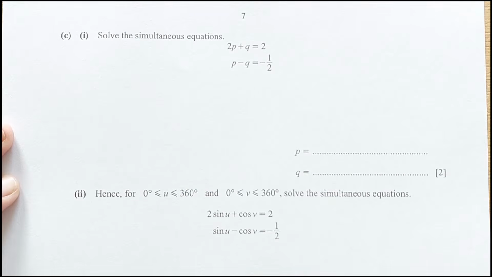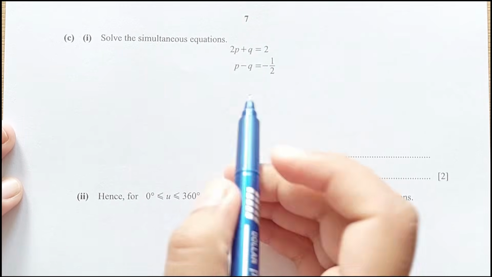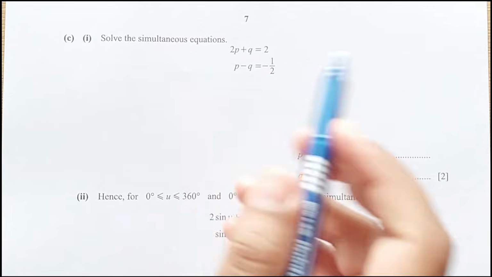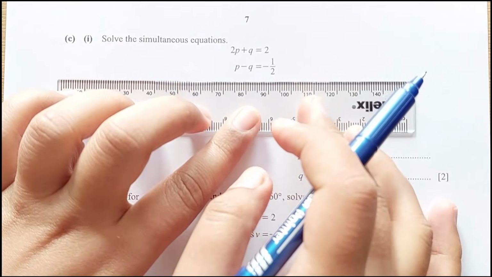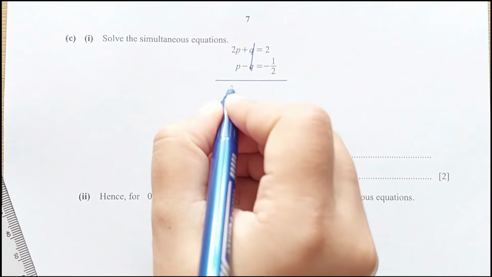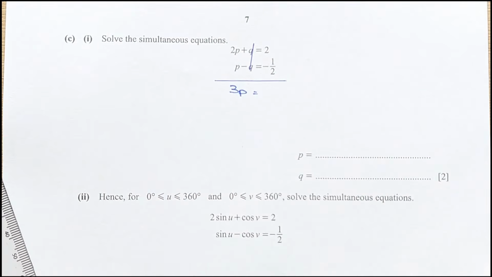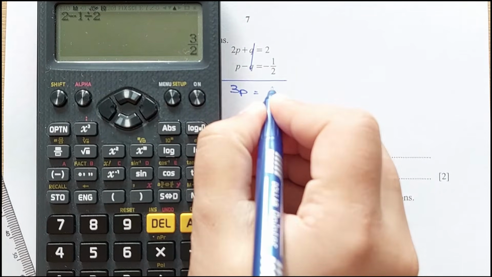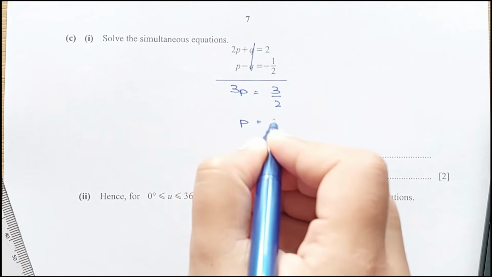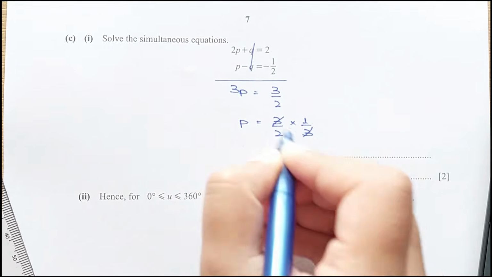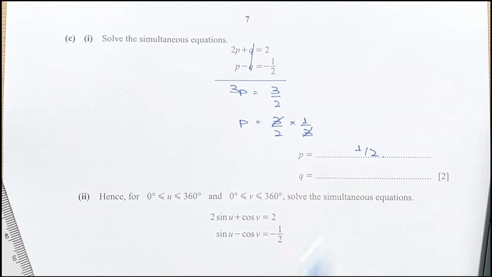Right. Now for part C1, solve the simultaneous equations, right? Let me add the two equations because we have q and minus q and we can cancel the q easily. So we can get the value for p. Positive q and negative q cancel. We have 3p over here, and what is 2 minus 1 by 2? 2 minus 1 divided by 2 is 3 by 2, right? To get the value for p, we have to divide by 3. 3 by 2 times 1 by 3. We can cancel the 3 and 3, and just 1 by 2 is left. So the p value is 1 by 2.